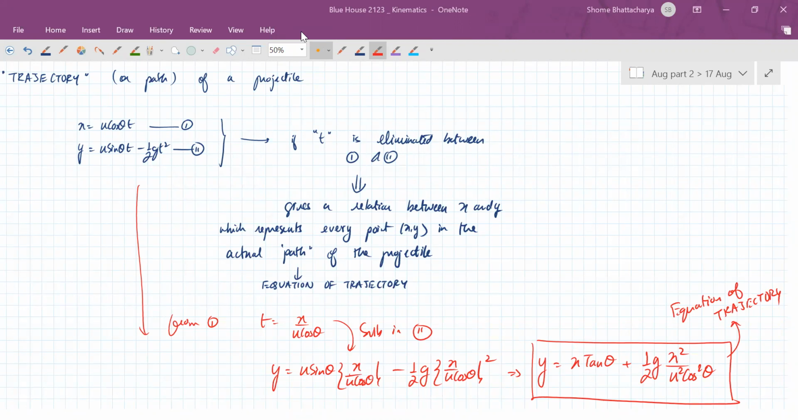Yes, it should be x tan theta minus half g. Sorry, my mistake. There's a minus sign here. Please make a correction, all of you. There's a minus sign here.